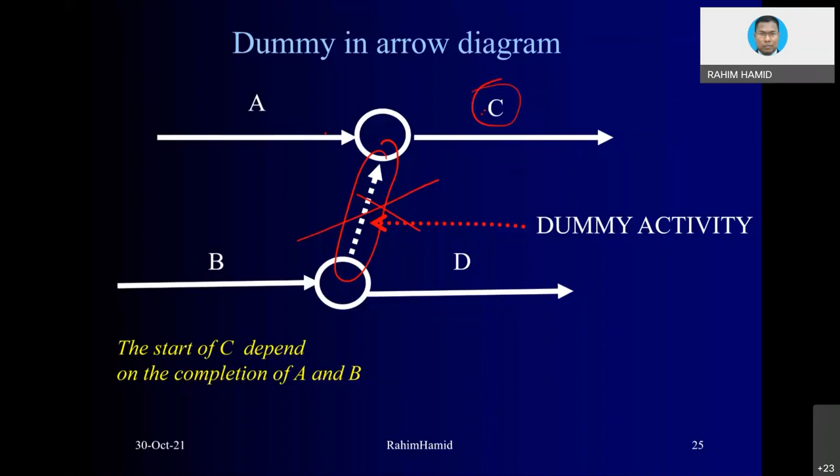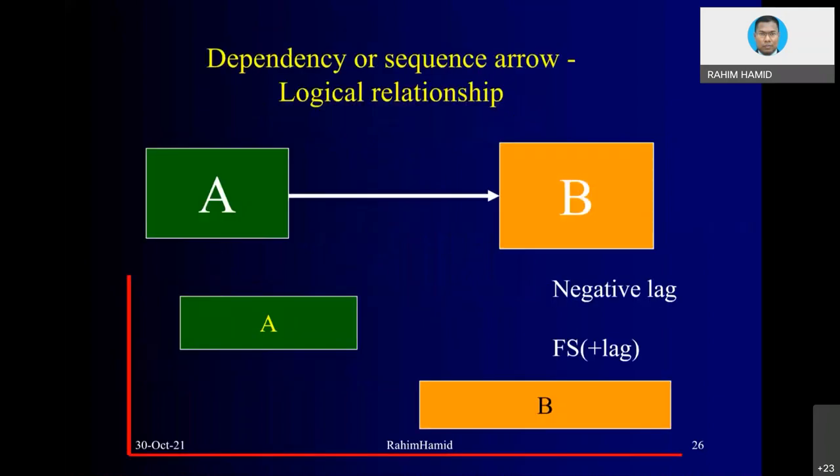Okay, now dependency or sequence of the relationship. I already mentioned a little bit. Let's say there are two activities, A and B, and you notice that in the AON diagram, the left side indicates start, the right side indicates finish, and then B, the left side is start, and finish. You notice that this relationship is basically what we call finish to start. Okay, finish to start relationship.